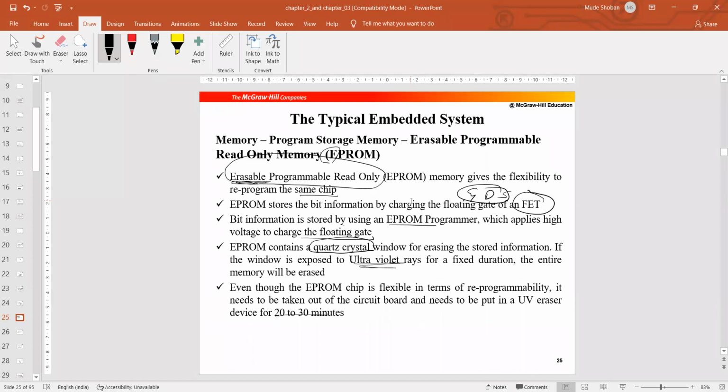What does UV stand for? Ultraviolet, or UV rays. It has very high frequency, like gamma rays, I think. With that light, you might have heard that in heavy heat outside, the farmers who work in the fields, due to the more temperature, the rays pass through the ozone layer and can even damage the skin. More than that, the UV eraser rays will erase the data, even though it will take 20 to 30 minutes to erase the content of the memory. Right? So this is about the EPROM.